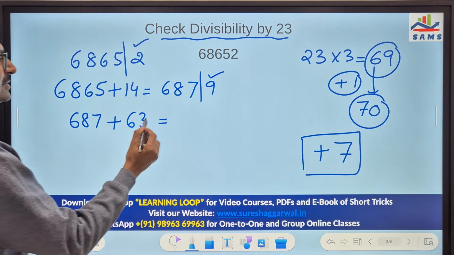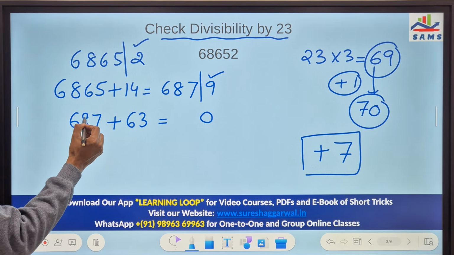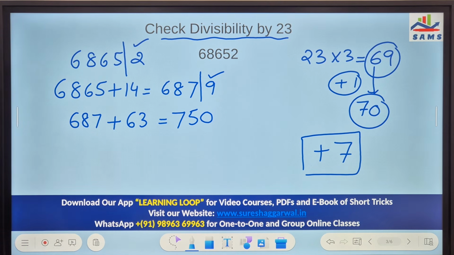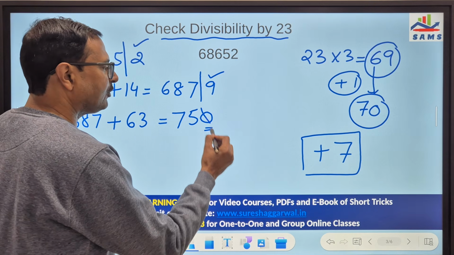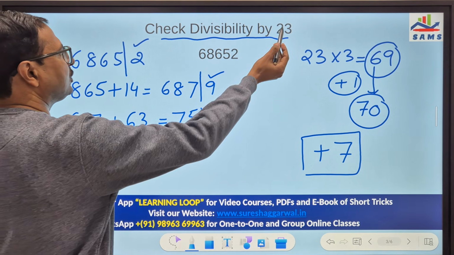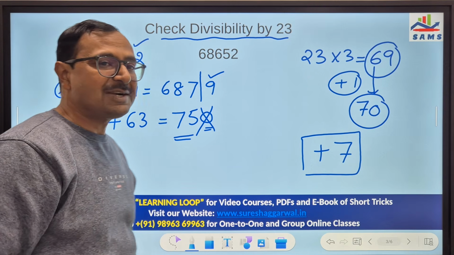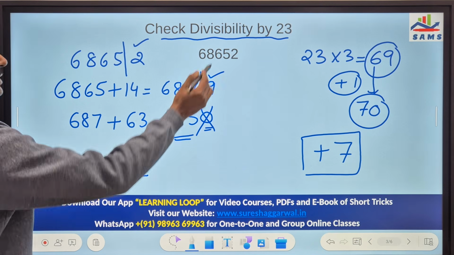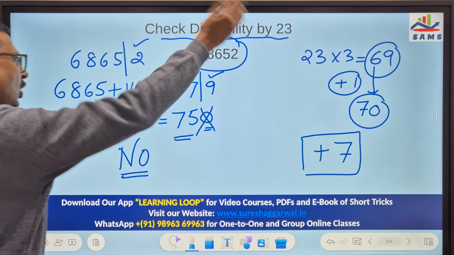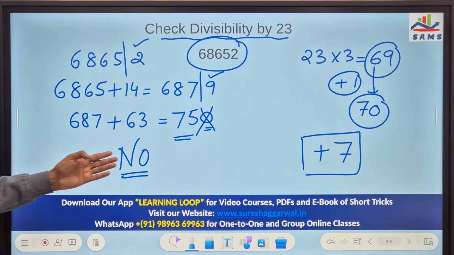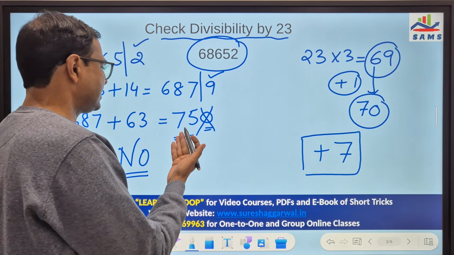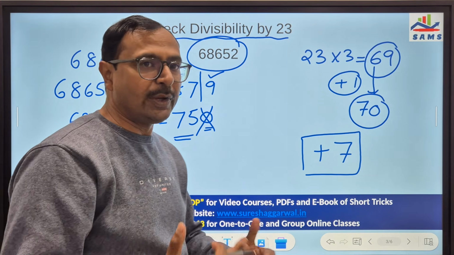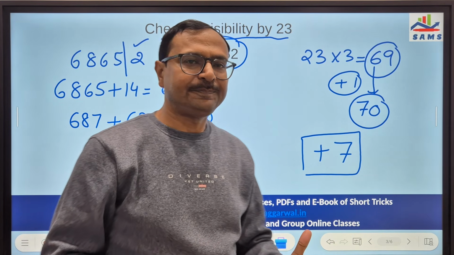So we have 7 plus 3 is 10, 0 and 1 carry, 7 plus 8 is 15, 5 and 1 carry, and then 7, 750. If you get a 0 at the end, forget this, and immediately I know that 23 doesn't divide 75, and so the answer is a big no. That means the number 68652 is not divisible by 23. Or still, if you struggle with 75 also, you can do it one more time, the same step which we are doing, and that will simplify the number.